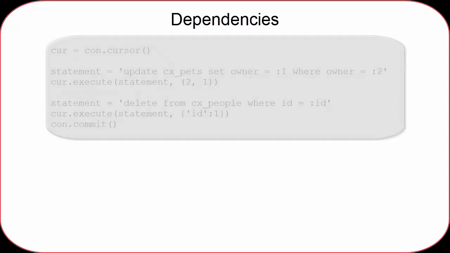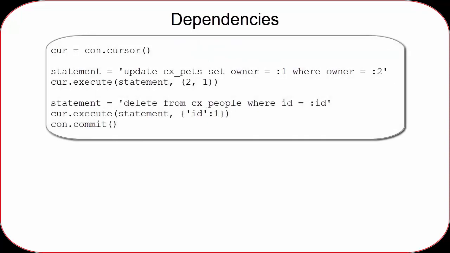Let's say Bob is moving out of our area and his new apartment doesn't allow pets. Now, we don't want any abandoned pets, so we'll use the second option and move them to Kim. In the code, we get a cursor object from our connection, prepare a SQL update statement, changing the owner to 2, which is Kim, for all the pet records with an owner of 1, which is Bob.